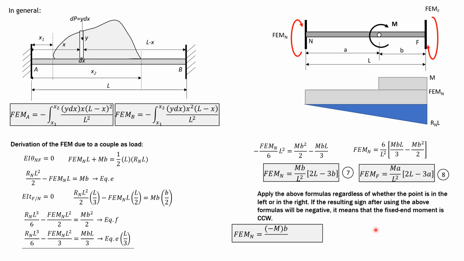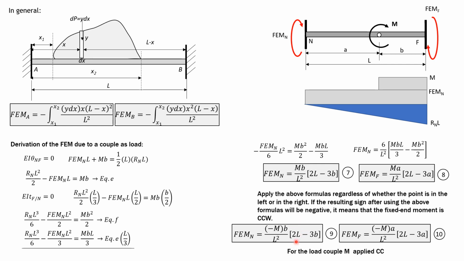Then for the case where load is counterclockwise, you just replace the M here with negative M, and the formula is the same. So fixed moment here is negative M B over L squared times quantity 2L minus 3B. And fixed moment par is negative M A over L squared times quantity 2L minus 3A. So again, if the result is positive, so there's no problem. The fixed moments are in clockwise direction. But if the result is negative, counterclockwise.